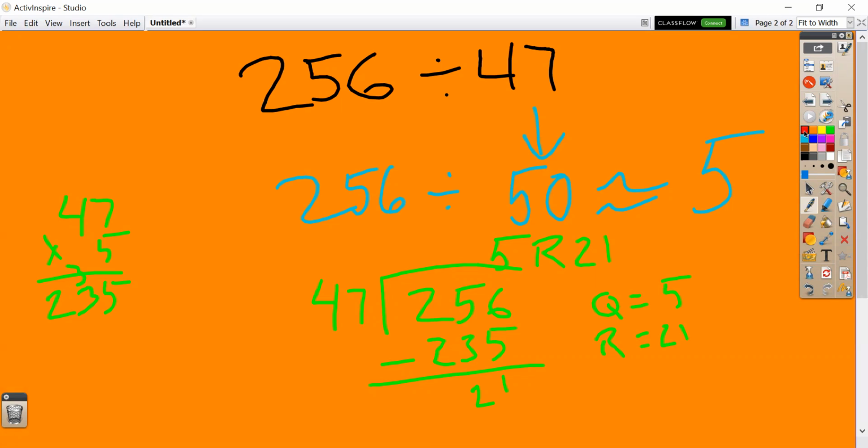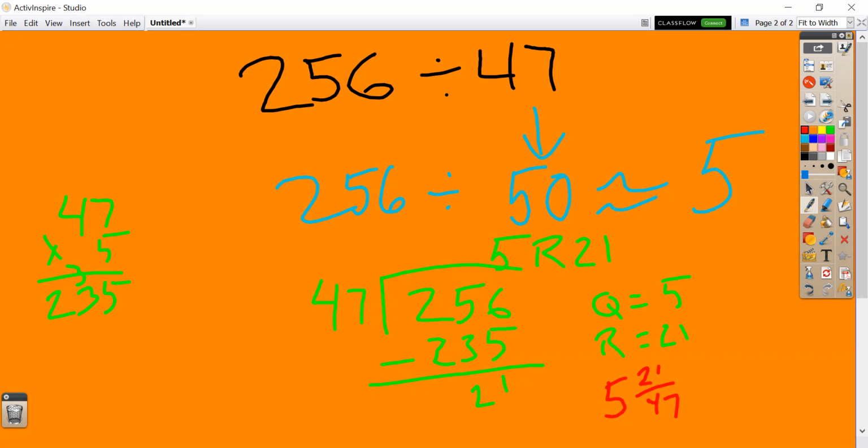Again, let's take it a little bit further. Let's be more than a fifth grade student and let's show it as a fraction. Well, it was 5 wholes and 21 parts of the divisor of 47. So we would need about 26 more pieces to make another whole.